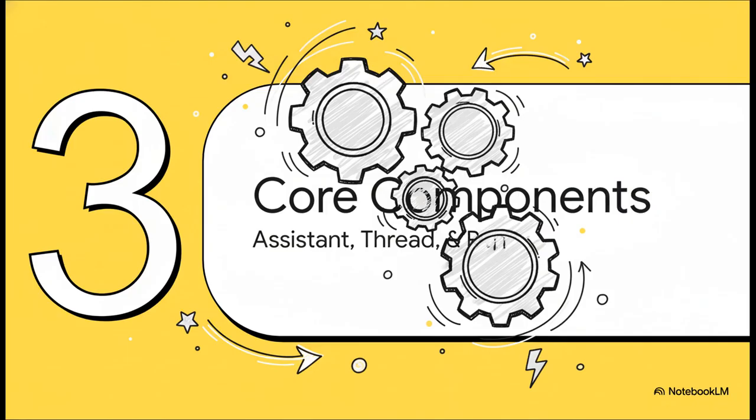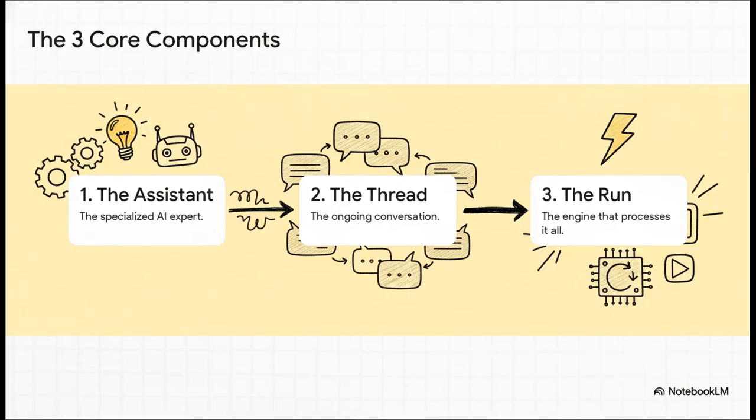It all boils down to 3 key parts that work together as a team: the assistant, the thread, and the run. So check it out. This is the basic flow. Step 1, you create your assistant. That's kind of like your expert AI. Step 2, you create a thread. Think of that as the conversation itself. And step 3, you use a run to get things moving. Assistant, thread, run. That's the magic formula.